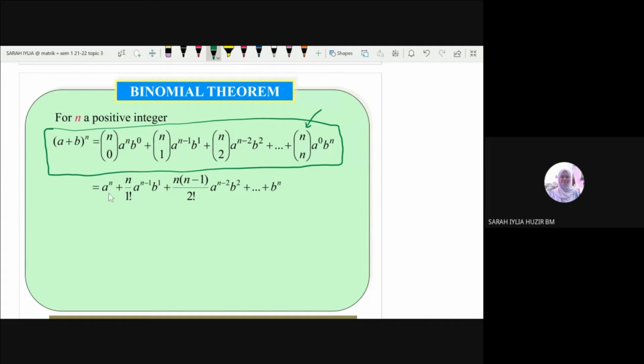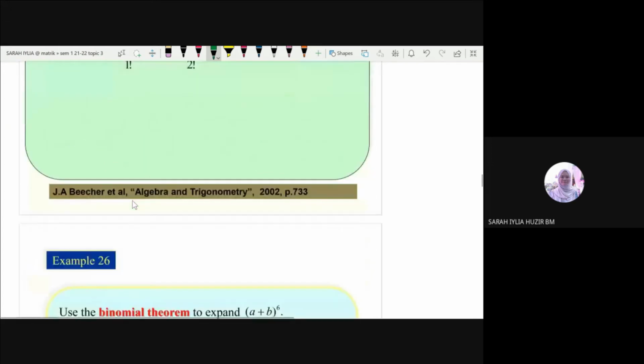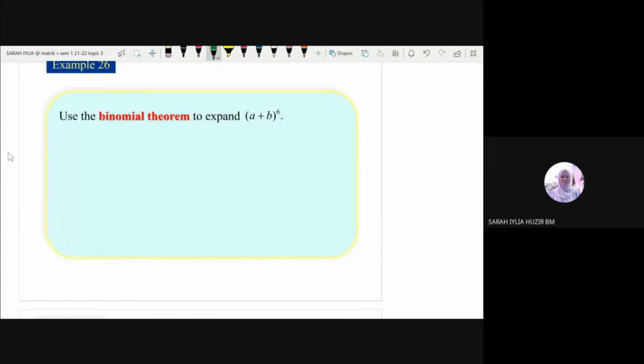Bawah ni tak ada apa. Bawah ni dia sekadar simplify je. Sebab NCR tu dia tukar jadi simplify version. Tapi yang tu tadi kita dah belajar tekan calculator je. Okay. So example 26, use binomial theorem to expand. Okay, tadi A plus B to the power of 6 kita pakai Pascal kan. Sekarang kita nak guna binomial. Macam mana? Alright.